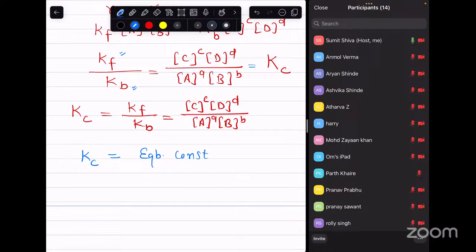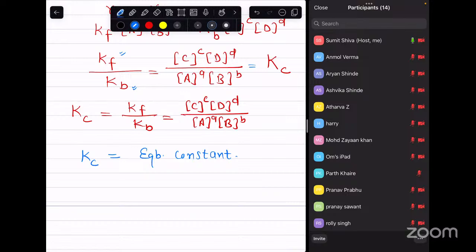Basically, Kc is a proportionality constant, but now we are naming it the equilibrium constant. So the question will be, what is equilibrium constant? How will you define it? You have two definitions in front of you. One is Kf by Kb and another one is in terms of concentration. So let's define equilibrium constant in terms of Kf and Kb. I already told you what Kf and Kb are.